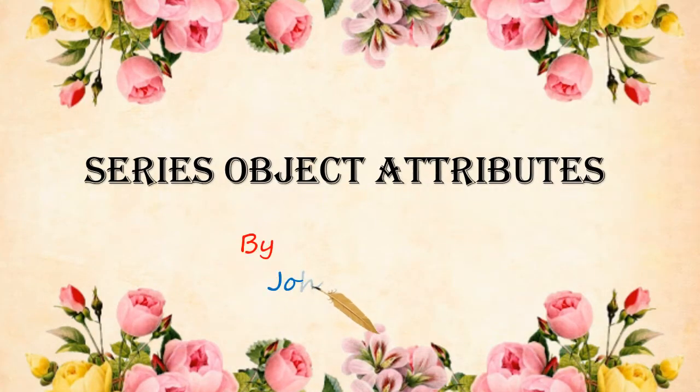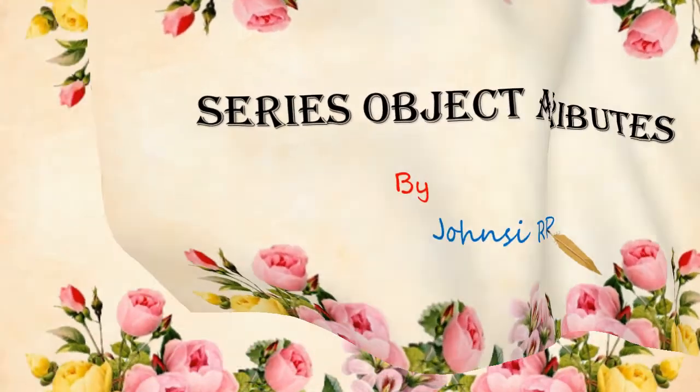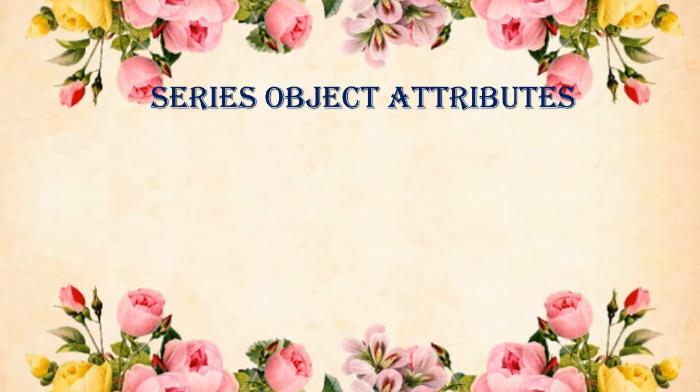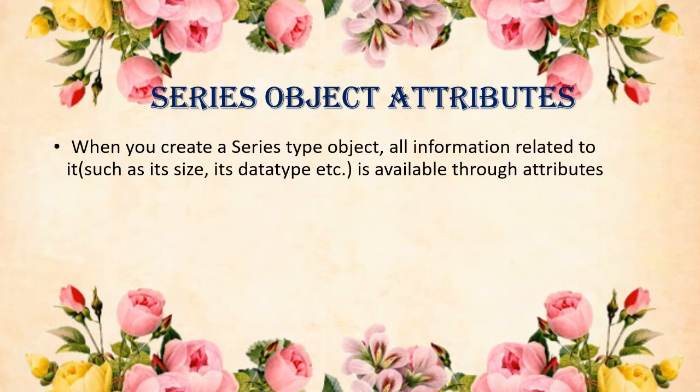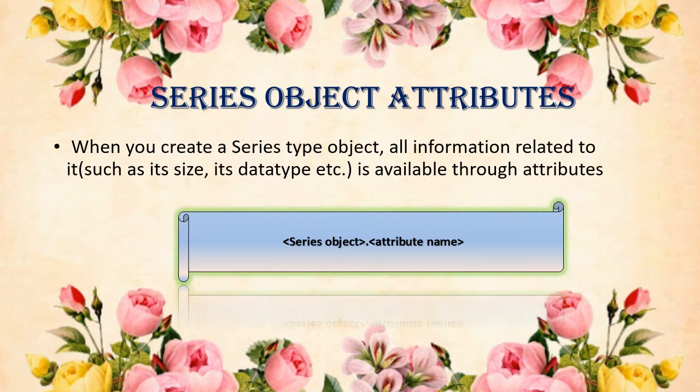Attributes of series object. Once we have created the series objects, we can get information related to the series objects through its attributes. The general form for using the attributes of a series object is: series object name dot attribute name.